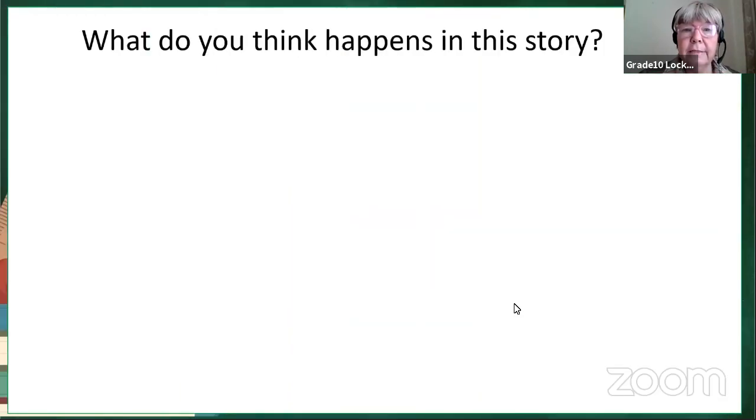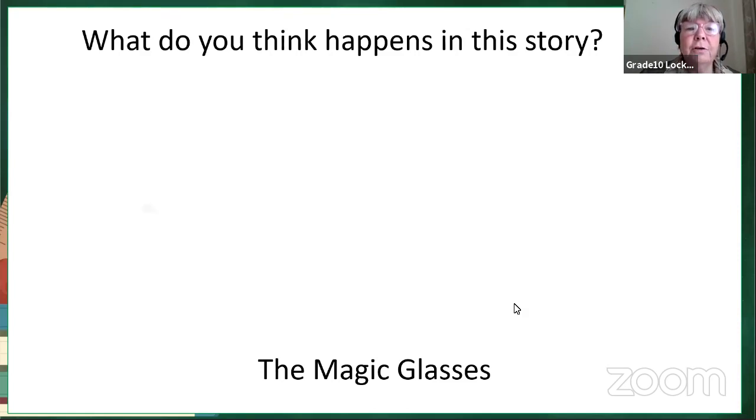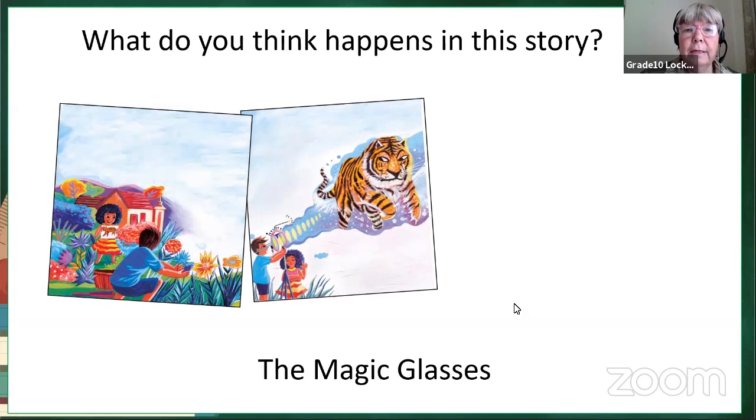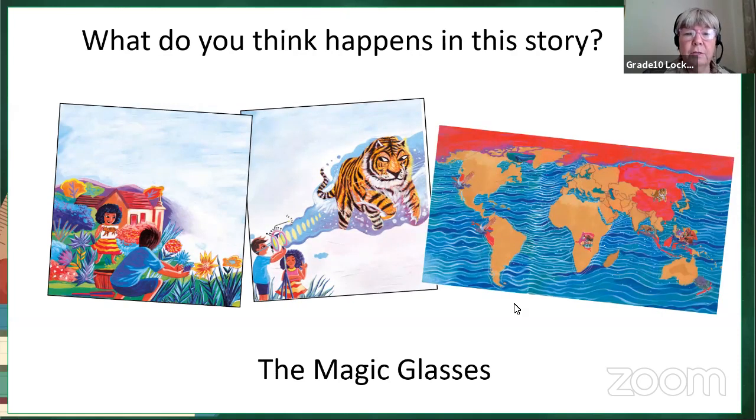We're going to look at the title, The Magic Glasses. You see that? And I'll show you just 3 pictures from the story. Now look at those pictures. See if you can tell what you think happens in the story. You can see it's about children, but what are they doing? They can see this tiger, and the tiger seems to be looking at them. What's that all about? And then you can see a map. What has a map got to do with the story?